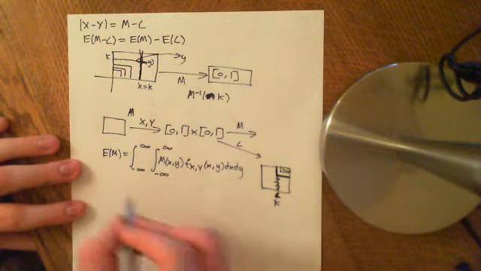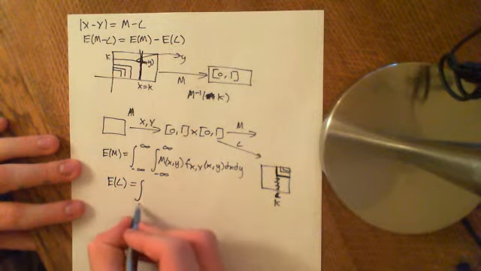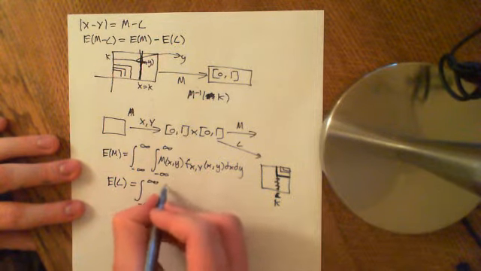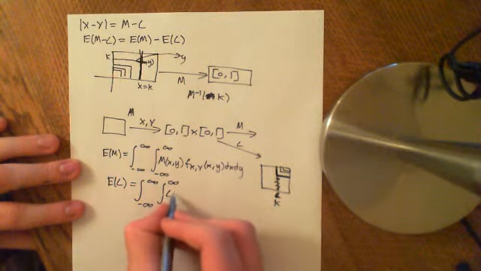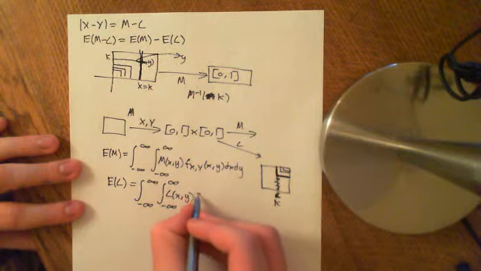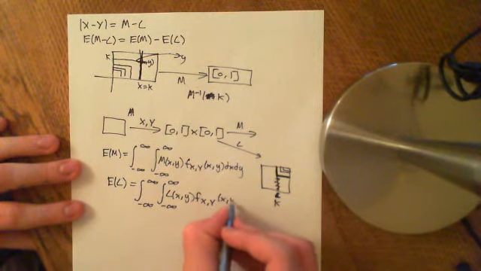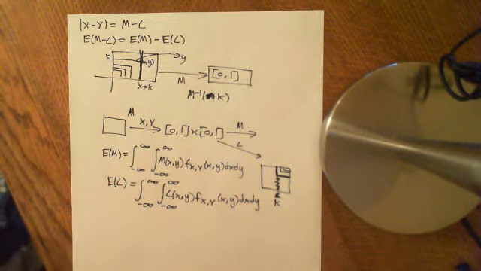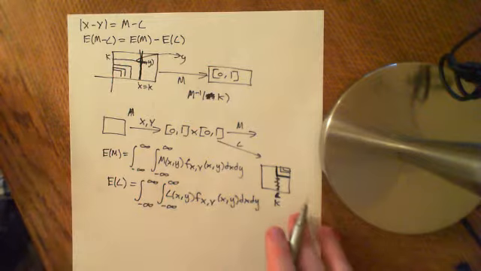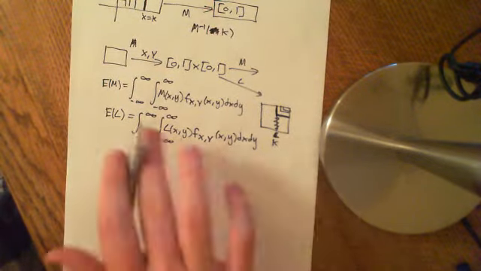But if you want to calculate E of L again, it will be the integral from negative infinity to infinity, the integral from negative infinity to infinity of L as a function of X and Y times the joint probability density function of X and Y, dx dy. But as I say, these integrals are no easier to perform than the modulus of X minus Y was. So we won't bother doing this.